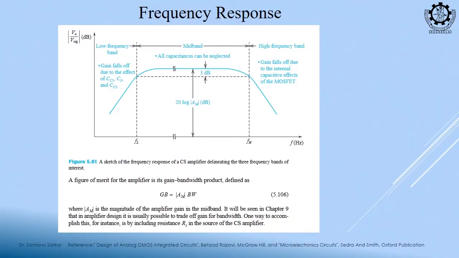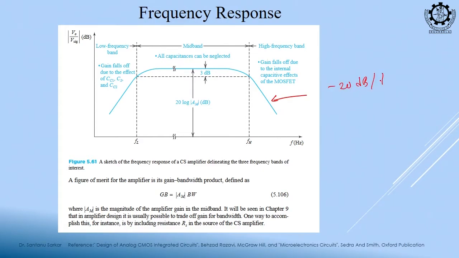Next is corner frequency. What is corner frequency? Where the flat gain or the maximum gain falls by 3 dB is known as the corner frequency. What is this slope? Roll off. If it is a one pole system, it is minus 20 dB per decade. Okay.